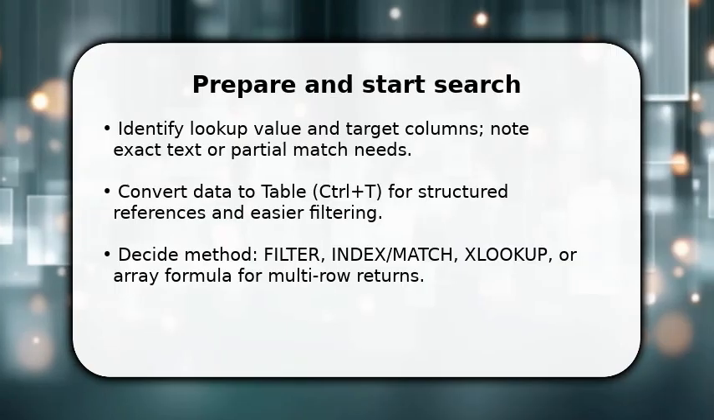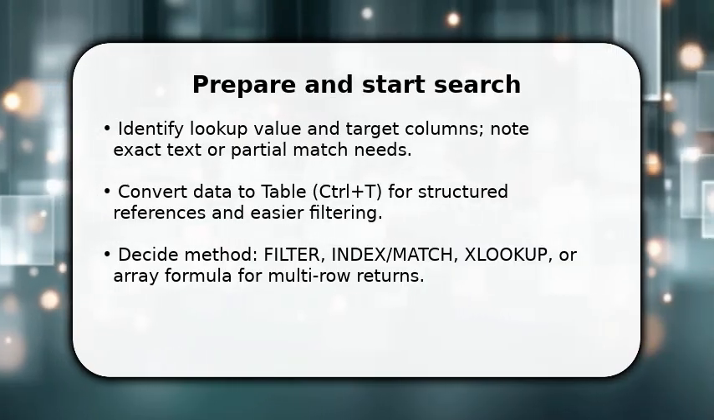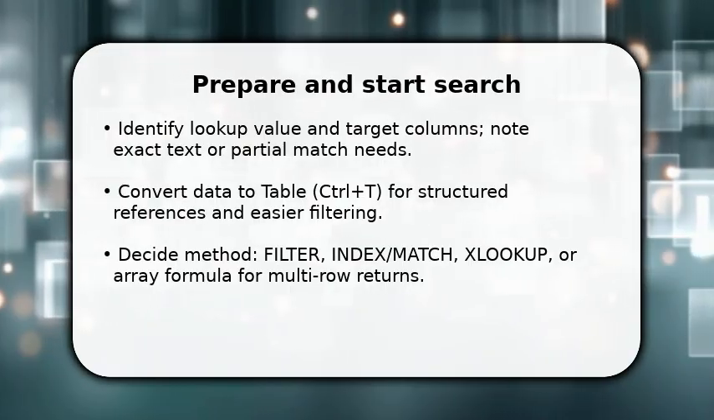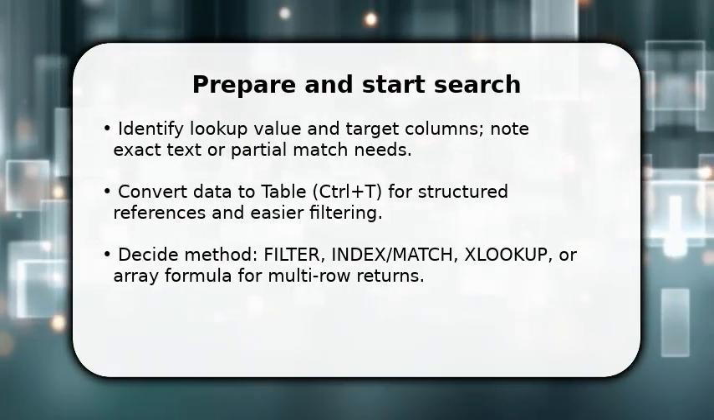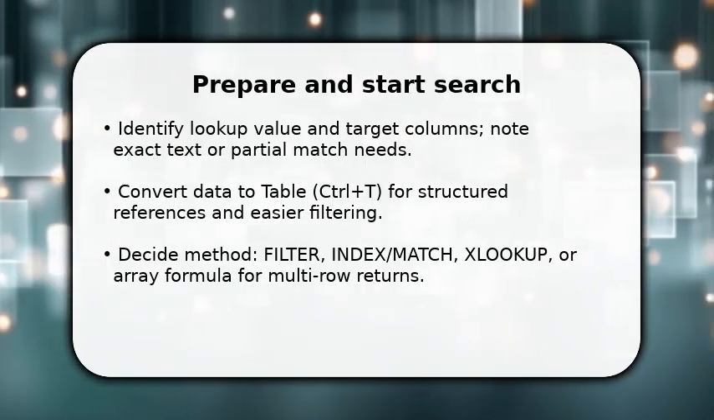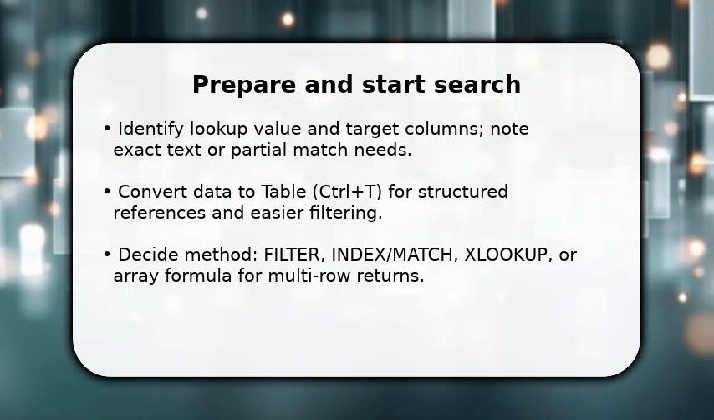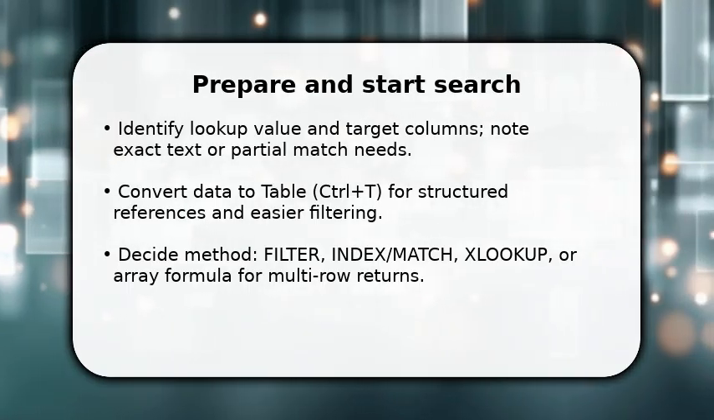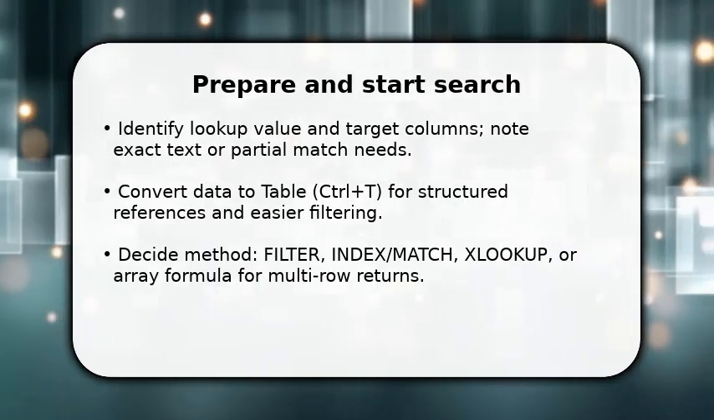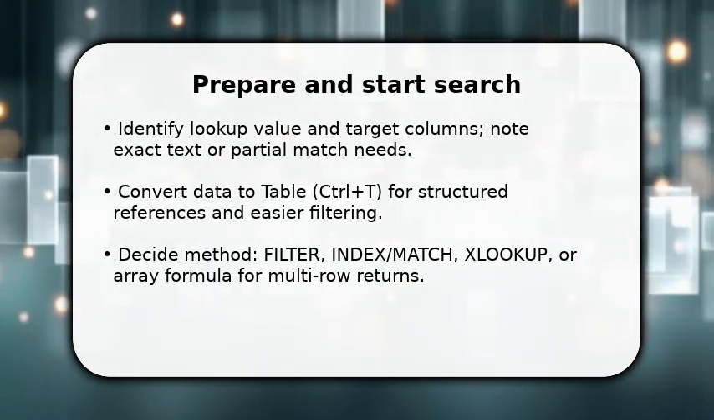You begin by confirming the lookup value and which columns should return rows. This prevents wasted effort later. Convert the range to a table with Control plus T so formulas handle added rows automatically. Next, choose the only reliable approach for multiple rows. Use FILTER if available, otherwise construct an INDEX/SMALL/ROW array or an XLOOKUP wrapper.